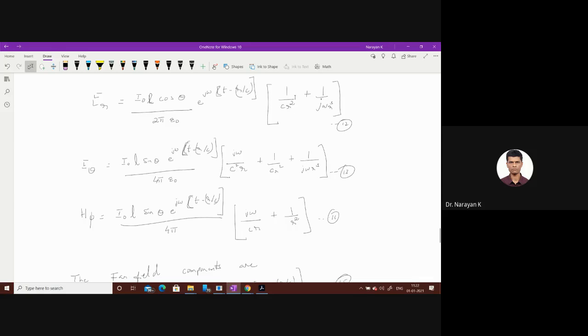This is your 1/R squared term. So that is your induction component. The term which varies with the square of the distance R is called the induction component. And the significance of it is, when the distance R is very small, the induction term is dominating. And when the distance R is very large, your induction term is negligible.